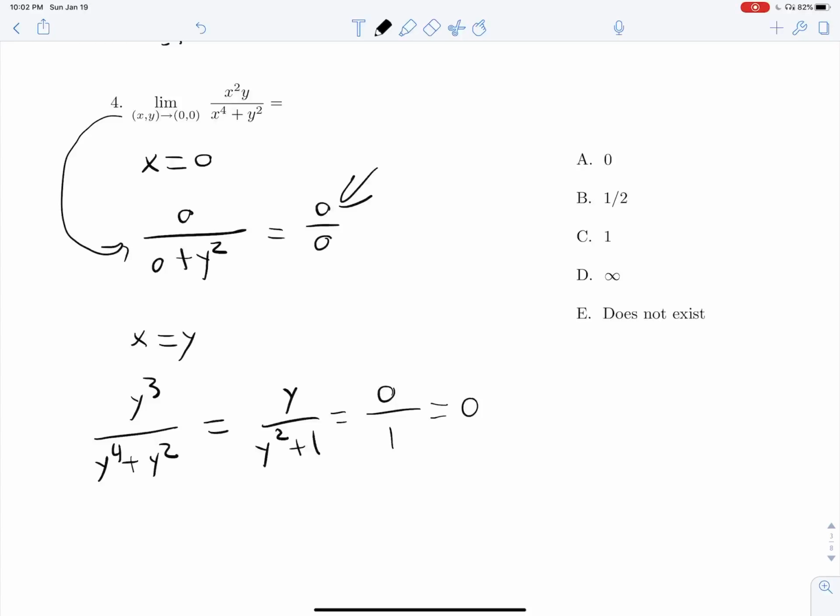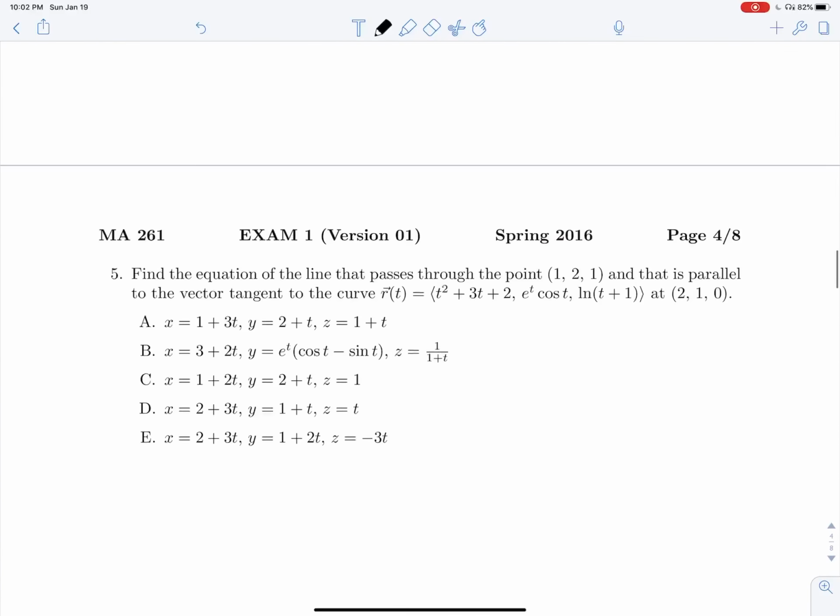So because we have found two different results, there can be no single value that this limit approaches for every single possible path in 3D space, so this limit doesn't exist.